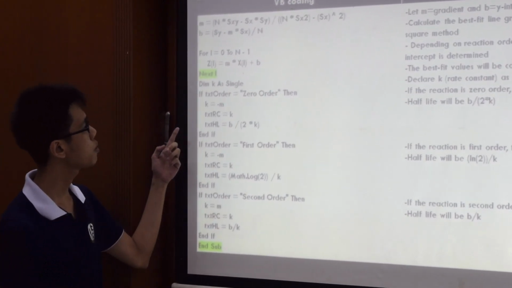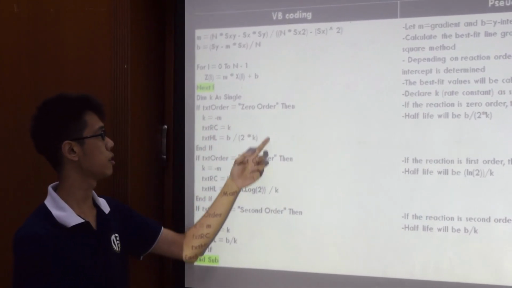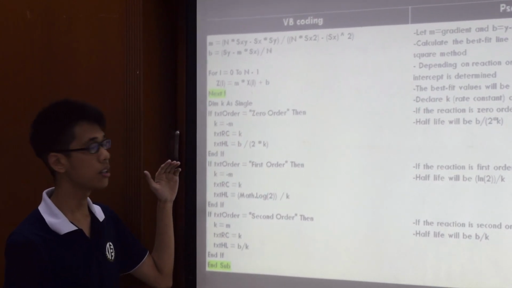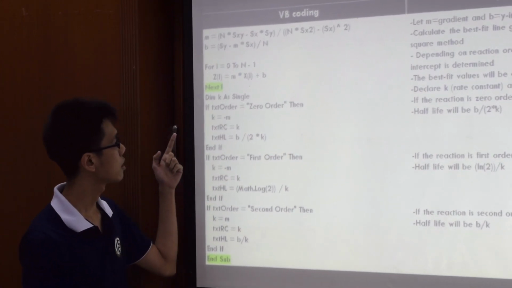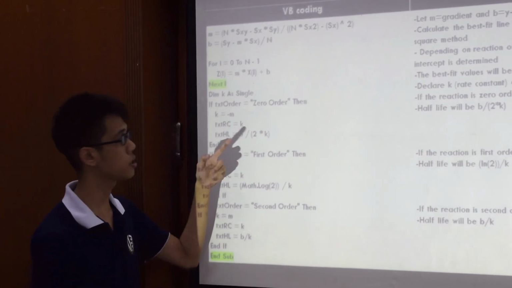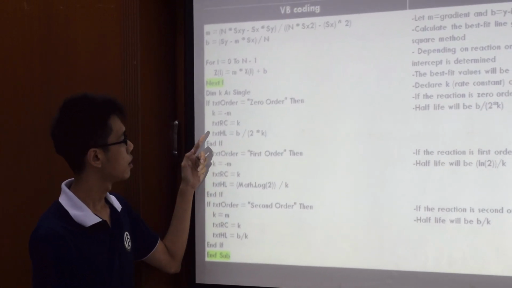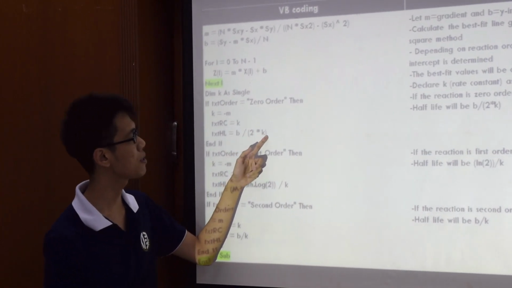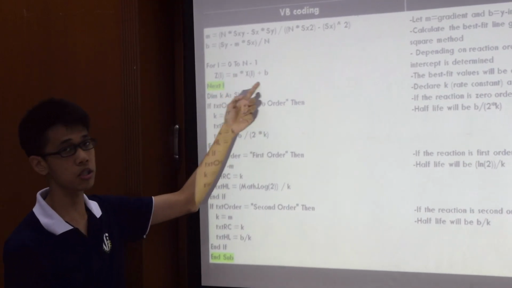So now first we will declare the k as a single, and then if the text order is 0 order, then k is equal to negative m. Since the gradient of the zero order graph, the m, is a negative value, we need to put a negative here in order to get a positive value of k. So for the half-life equation, b over 2 multiplied by k. The b is equal to the N0, which is calculated from the equation above.